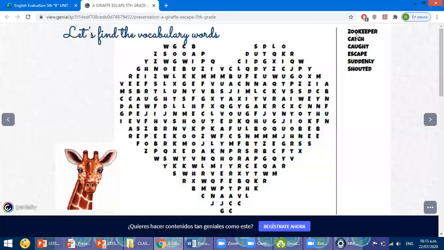Zookeeper. Catch. Coat. Escape. Suddenly. Shouted.